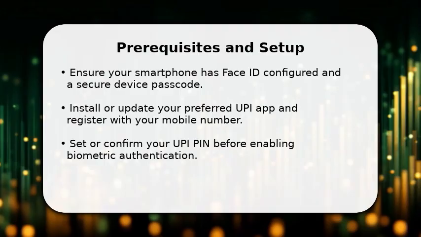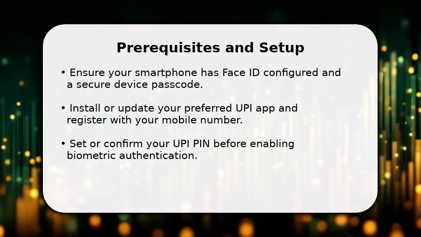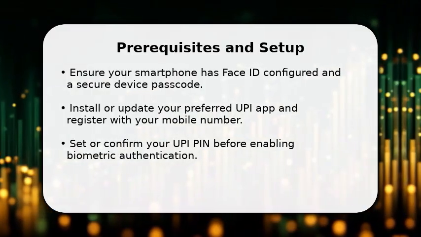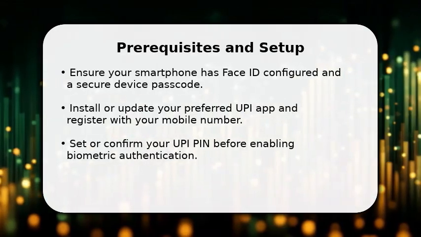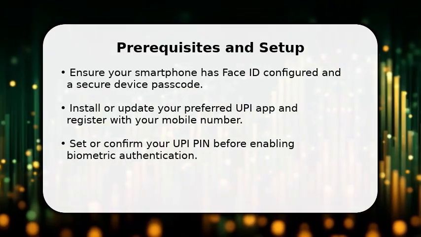Start by preparing your device for Face ID authentication with UPI. Ensure your smartphone has Face ID configured and a secure device passcode. Install or update your preferred UPI app and register with your mobile number. Open your phone settings to confirm Face ID enrollment for payments.